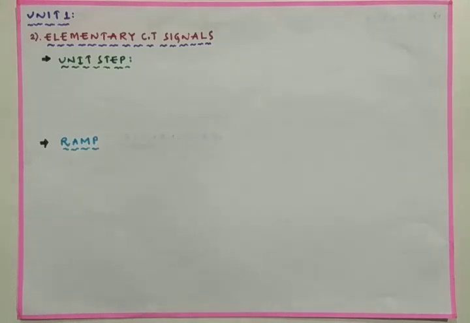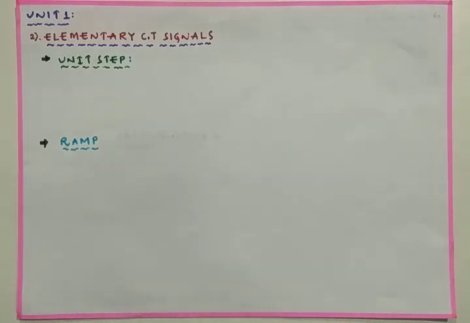We have been discussing the first unit, that is classifications and the definitions of signals and systems, in which the first topic is completed. We have been discussing the second topic in the first unit, that is elementary continuous time signals. There are 5 elementary continuous time signals, in which we have discussed the first one, that is unit step signal, in the previous class. In this class I am going to talk about the remaining 4 elementary continuous time signals.